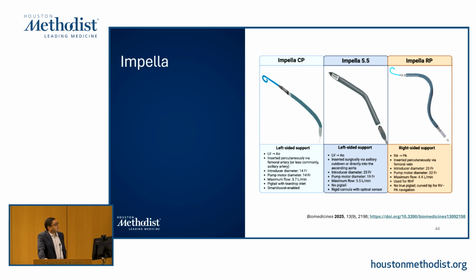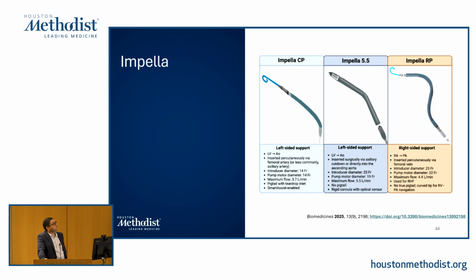Impella 5.5 requires a cut down. So here in HMH, we do it all in the OR. We put it on the right axillary artery. It's a bigger pump. It has less hemolysis effect compared to the Impella CP, but of course, it also requires anticoagulation.